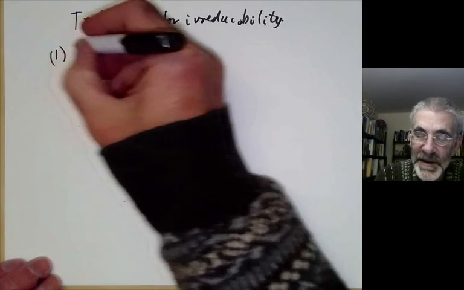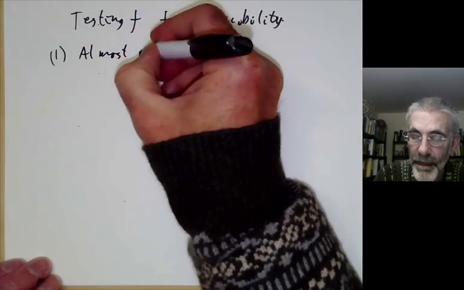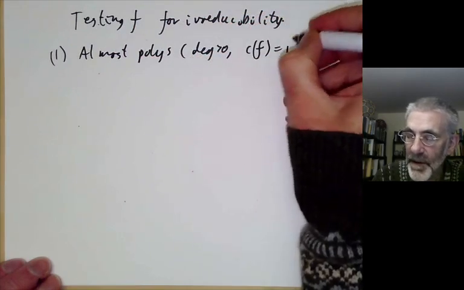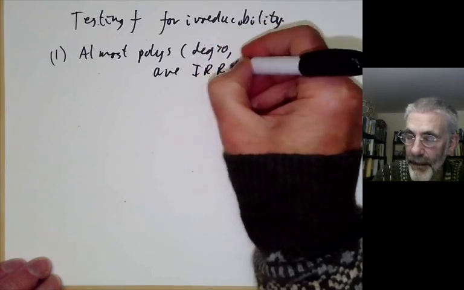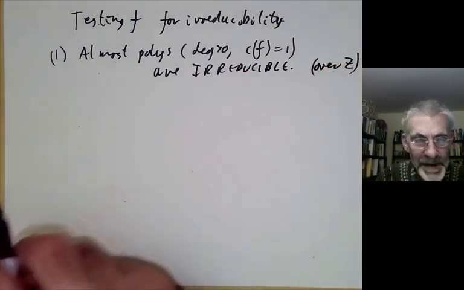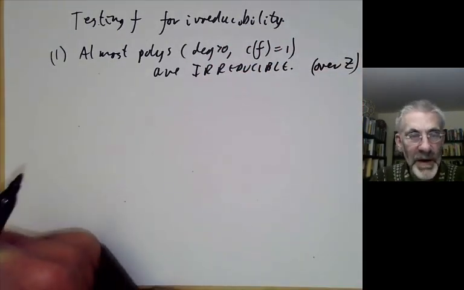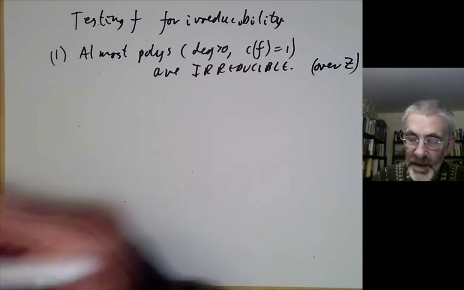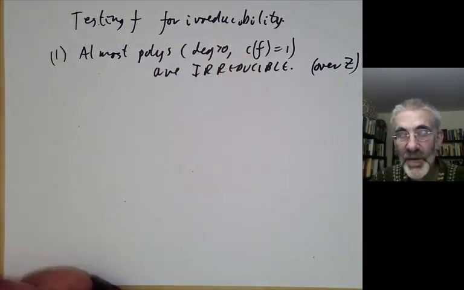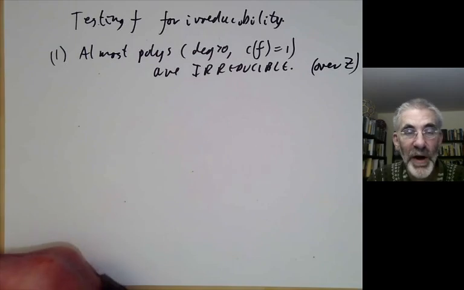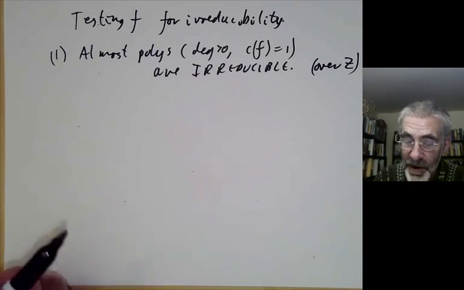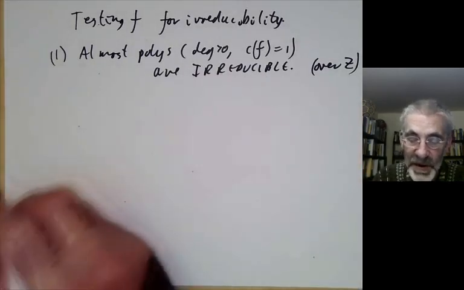So the first thing we note is that almost all polynomials of degree greater than 0 and with content 1 are irreducible. This is over the integers. And this is actually maybe a bit surprising because over the integers, most numbers are not prime. If you look at a random 100-digit integer, the chance of it being prime is well under 1 in 100. So most integers are composite. However, for polynomials over the integers, most of them are irreducible.